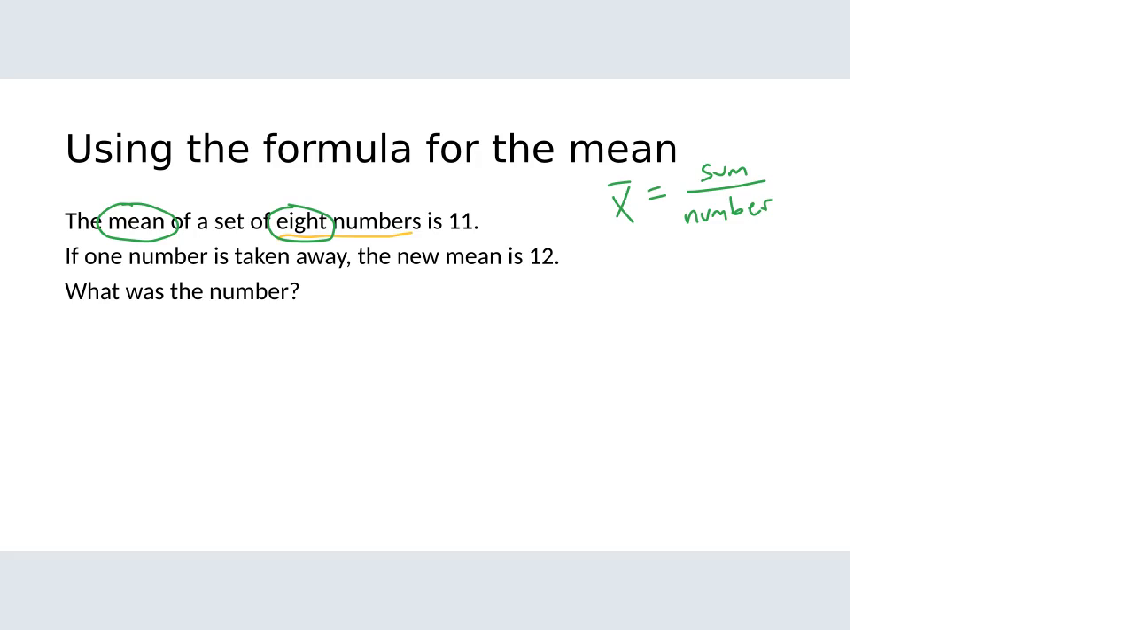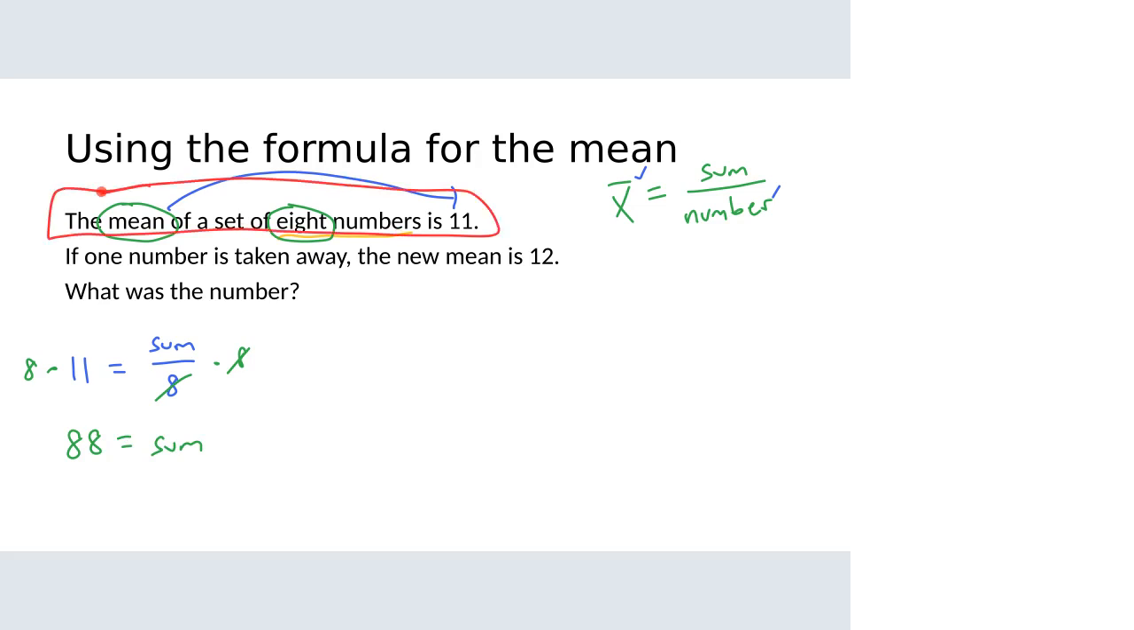Okay, the mean of a set of 8 numbers is 11. So you're telling me the mean is 11 and there are 8 numbers. I'm not sure where I'm going with this just yet, but if I know the mean and how many points there are, I can find the sum of those. Let's do it. I'm going to multiply both sides by 8. These cancel, and 88 is what I get when I add all those numbers together.